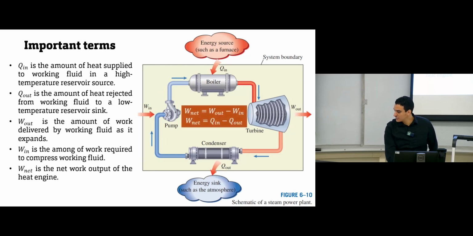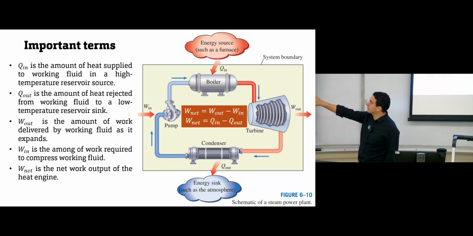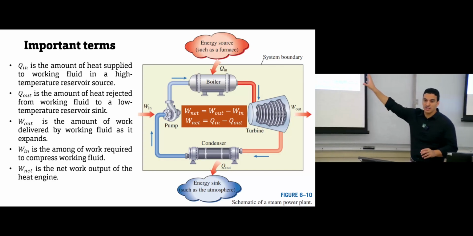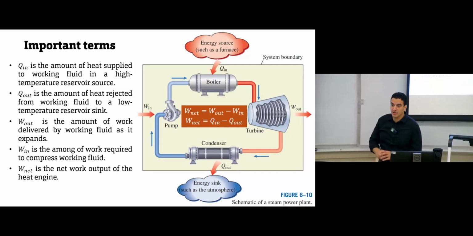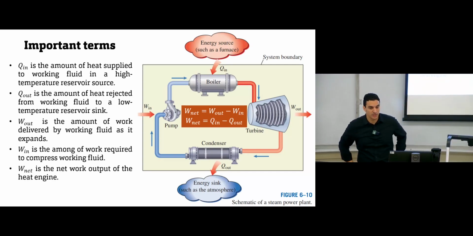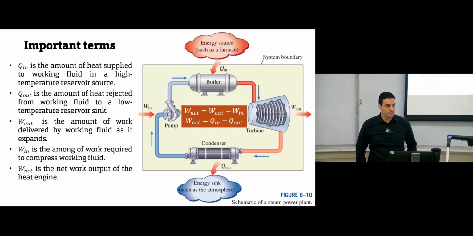And this is the equation we have for calculating the net work. Net work can be obtained from inlet work and outlet work, or it can be obtained from the inlet Q and outlet Q. Any of these equations, depending on what is given, you can use to calculate the net work that you obtain. Clear? Okay, so let's recap.